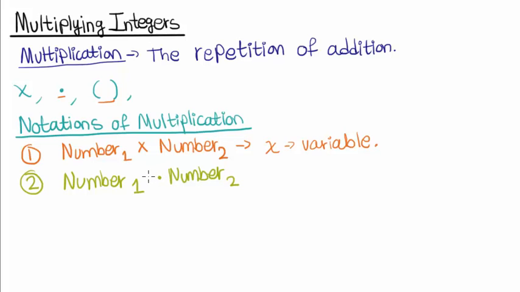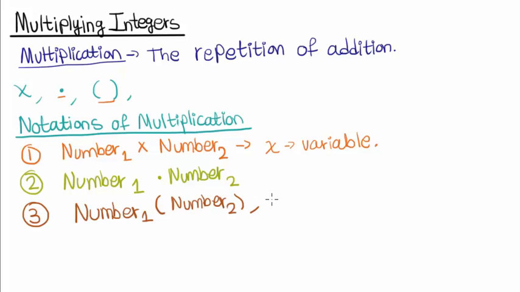Now let's go over the third one. In this third sign, I will not write an x or a dot. I will simply put a bracket, such as this, or parentheses over here, around any one or even two of the numbers. So if I want to say number 1 times number 2, I can write it like this over here, like this over here, or even like this over here.